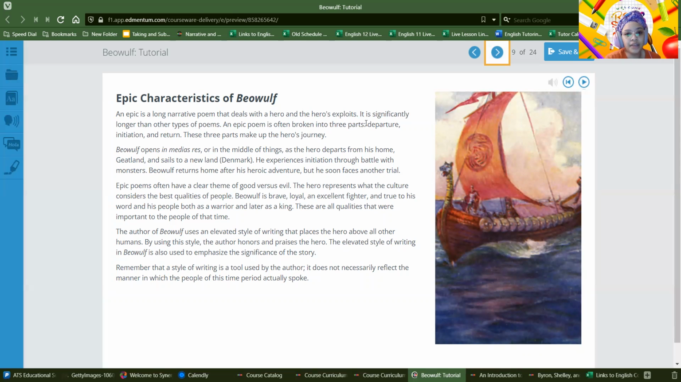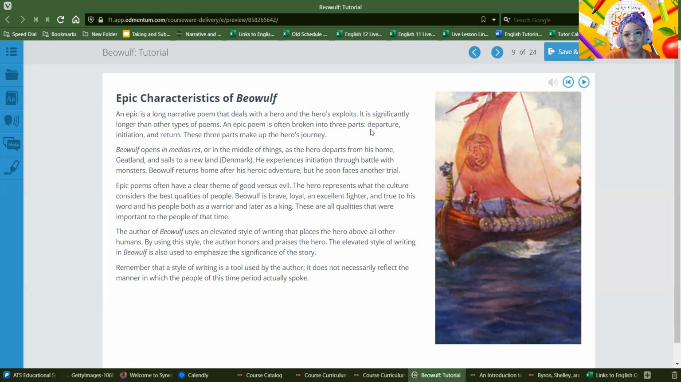Beowulf starts in media res, or in the beginning of things, just as the hero departs from his home. So he's from Geatland and he sails to Denmark. He's part of the Geats and he ends up going to meet the Danes, basically. Danes equals Denmark, Geats, Geatland. He experiences initiation, and initiation here relates to this paragraph up here.